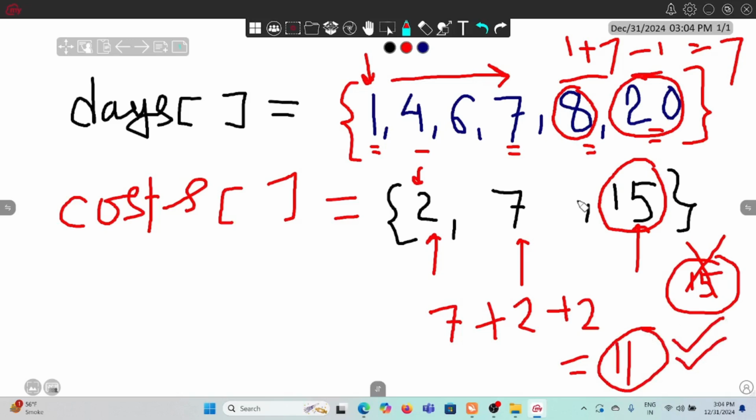So there could be different kinds of cases, different examples. Sometimes we might get the best answer using the weekly pass, sometimes a monthly pass, or sometimes a day pass. So we have all these three options, and we have to use them effectively so that we are getting the minimum number of dollars in traveling on all these days. Okay, so this is what we have to do. Now let's understand how to do that.